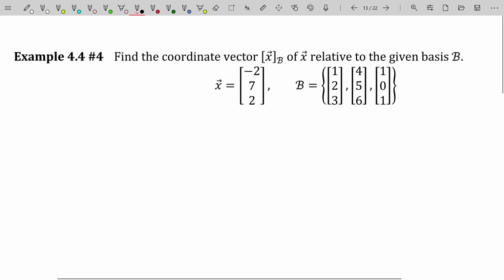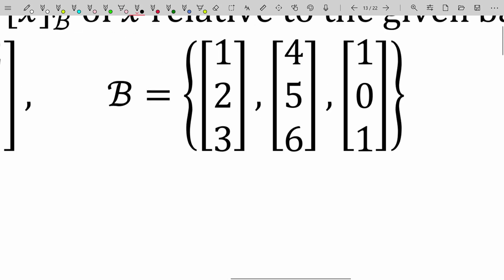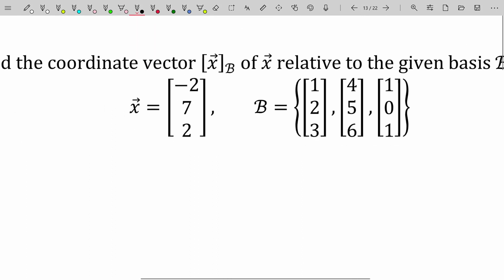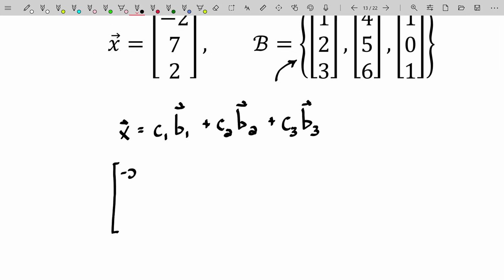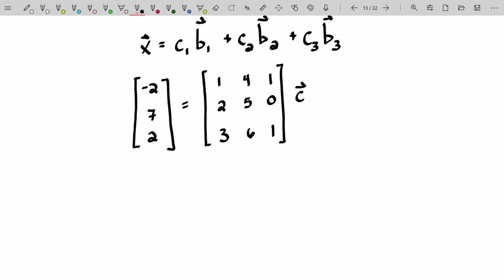But what if somebody comes in and says, you know what? I don't need you to find the vector x. I need you to find the B coordinate vector for x relative to this given basis right here. Well, again, the same equation still holds. Remember, x is supposed to be a linear combination of these basis vectors. Now, if you take a look at that, this question basically boils down to solving this matrix equation. And I could just create an augmented matrix.